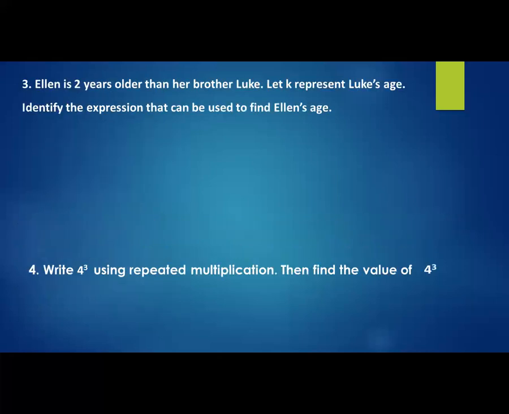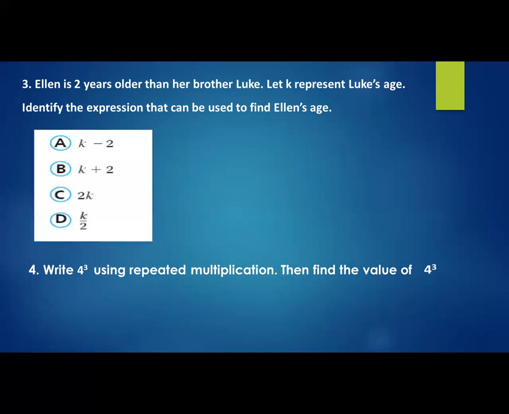Now, the next question is, Ellen is 2 years older than her brother Luke. Let K represent Luke's age. Identify the expression that can be used to find Ellen's age. So, what expression can be used to find Ellen's age? K represents Luke's age and Ellen is 2 years older than Luke. So, Ellen's age will be K plus 2, because she is 2 years elder to Luke.